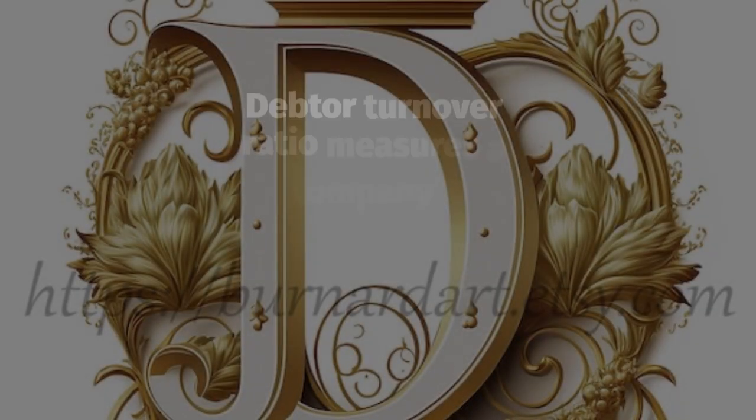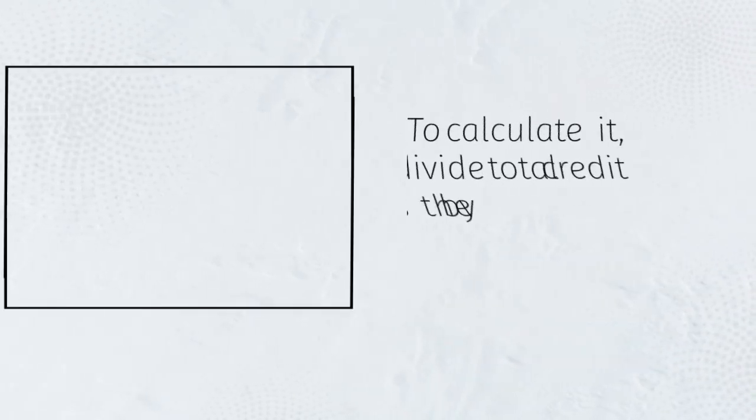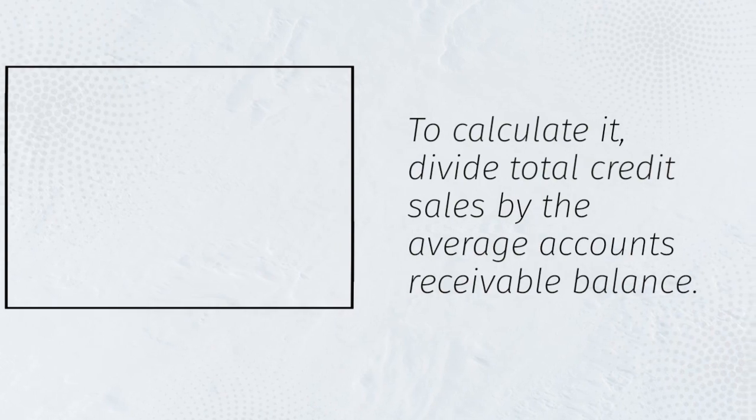Debtor turnover ratio measures a company's ability to collect its accounts receivable in a given period. To calculate it, divide total credit sales by the average accounts receivable balance.